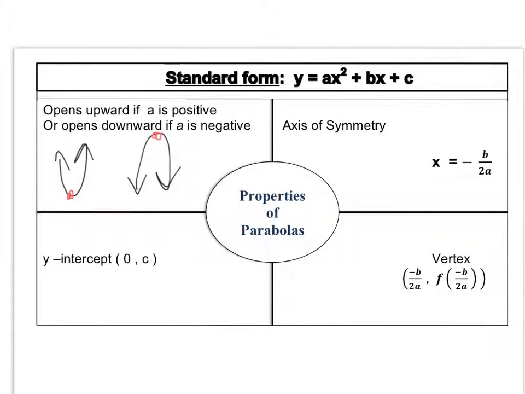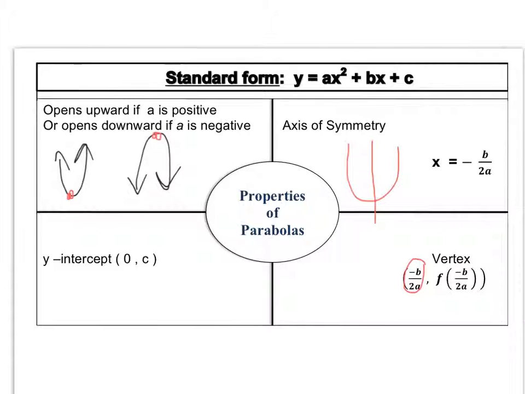Now to find your axis of symmetry, that's going to require some algebraic work. You have to set x equals negative b over 2a, find what that is, and that's going to be the axis of symmetry. Now remember, the axis of symmetry is going to be that vertical line that cuts your parabola in half and goes through the vertex. So the axis of symmetry will give you also the x of the vertex. Now to find the y of the vertex, you plug that number back into the equation and you can find the y of the vertex.